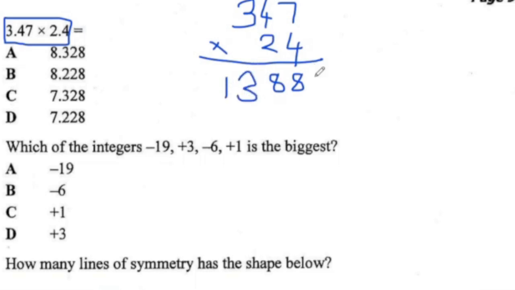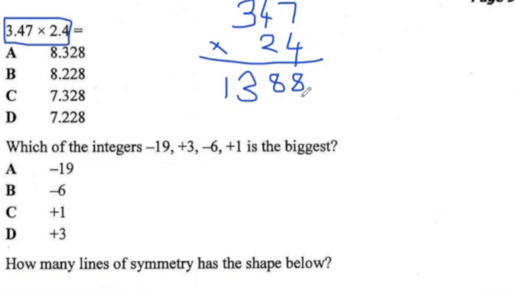Okay, so this is how we multiply. We start with the last number, then we say 4 by 7 will give us 28. We write 8, we carry 2. 4 by 4 will give us 16. 16 plus 2, 18. We write 8, carry 1. So 4 by 3 gives us 12 plus 1, 13.